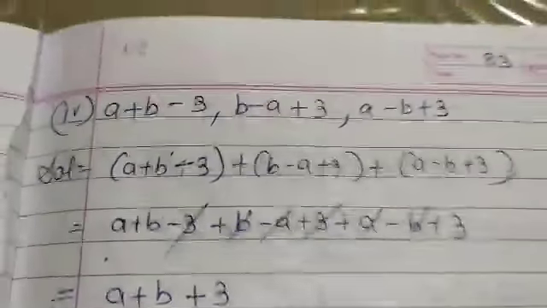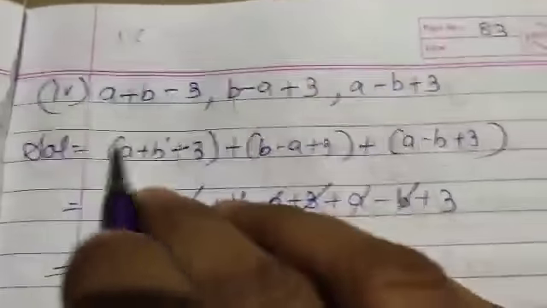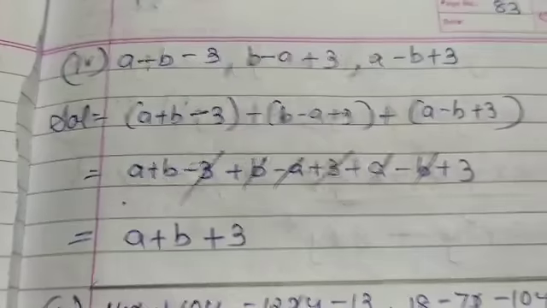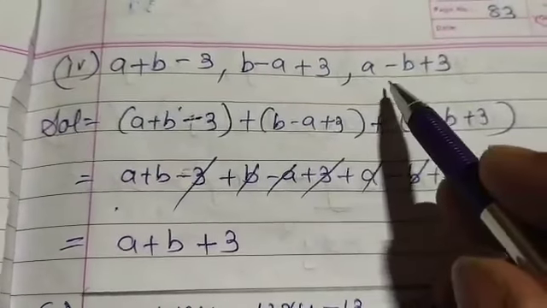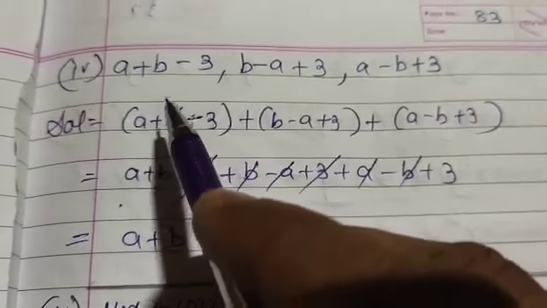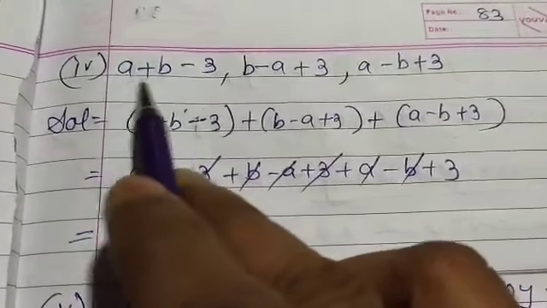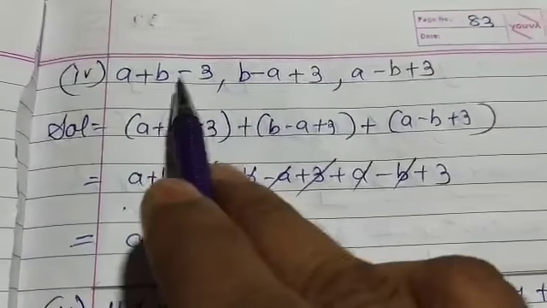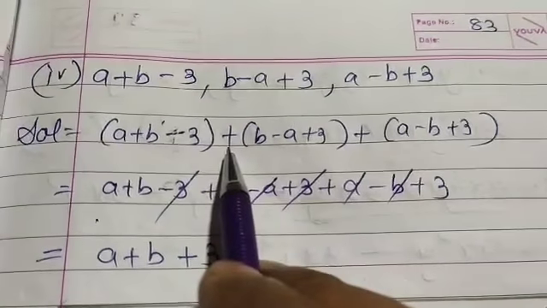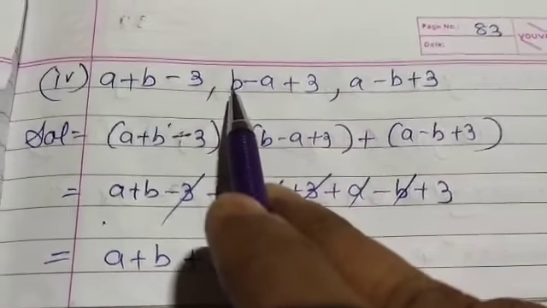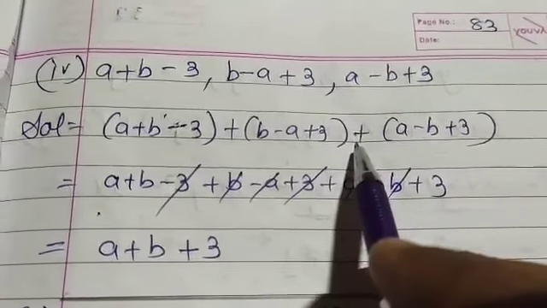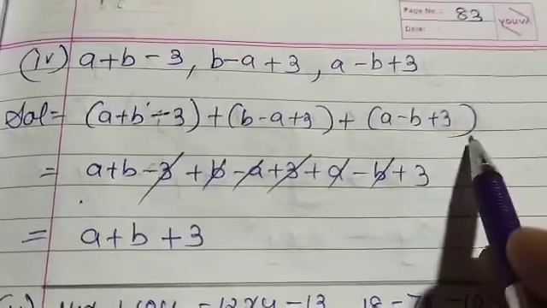Then the next one, the fourth one is a plus b minus 3 comma b minus a plus 3 comma a minus b plus 3. Then dear student, here see what you have to do. First put all the expression in bracket, that is a plus b minus 3 in bracket, and in place of comma you have to put plus sign. Then put that another expression, that is b minus a plus 3 in bracket. Then in place of comma you have to put plus sign, that is a minus b plus 3 in bracket.